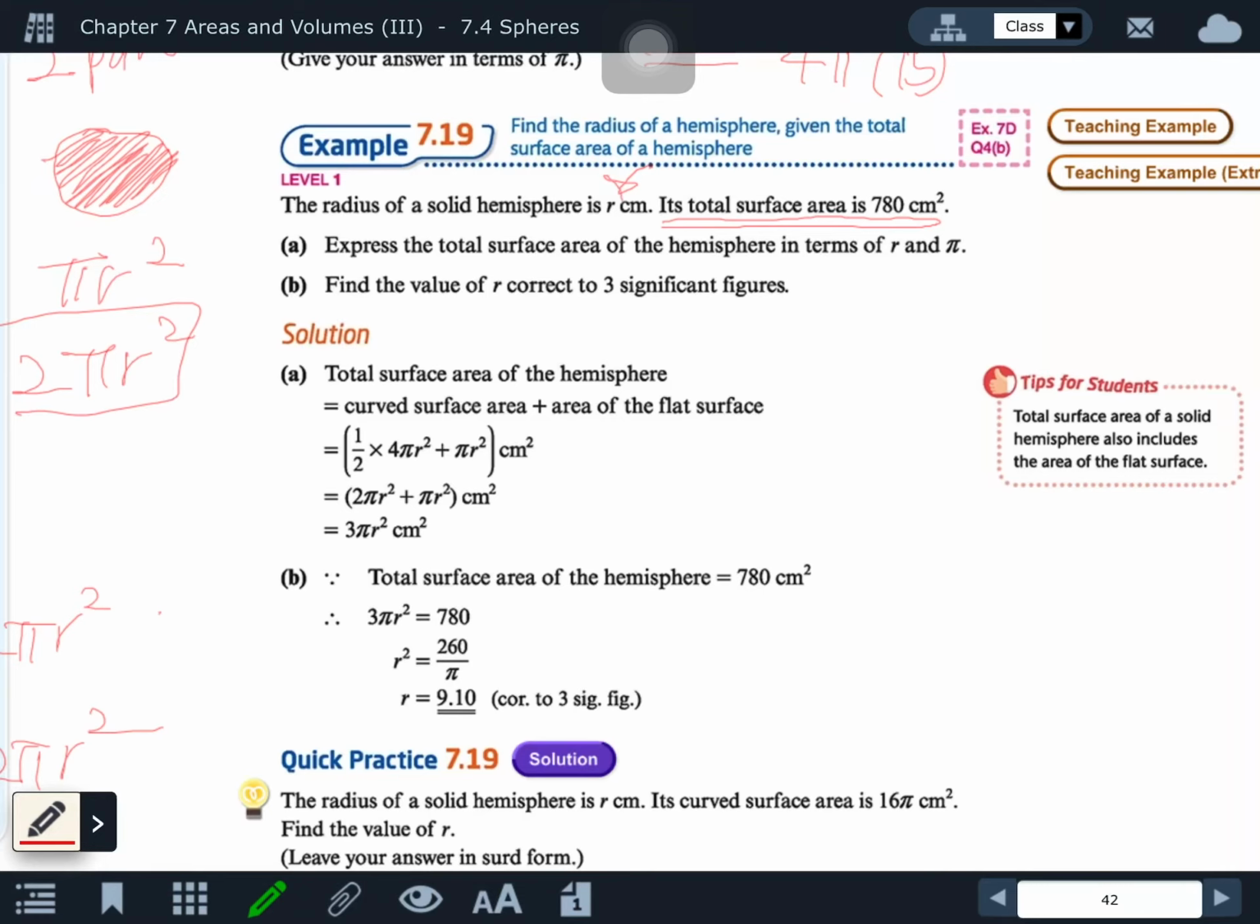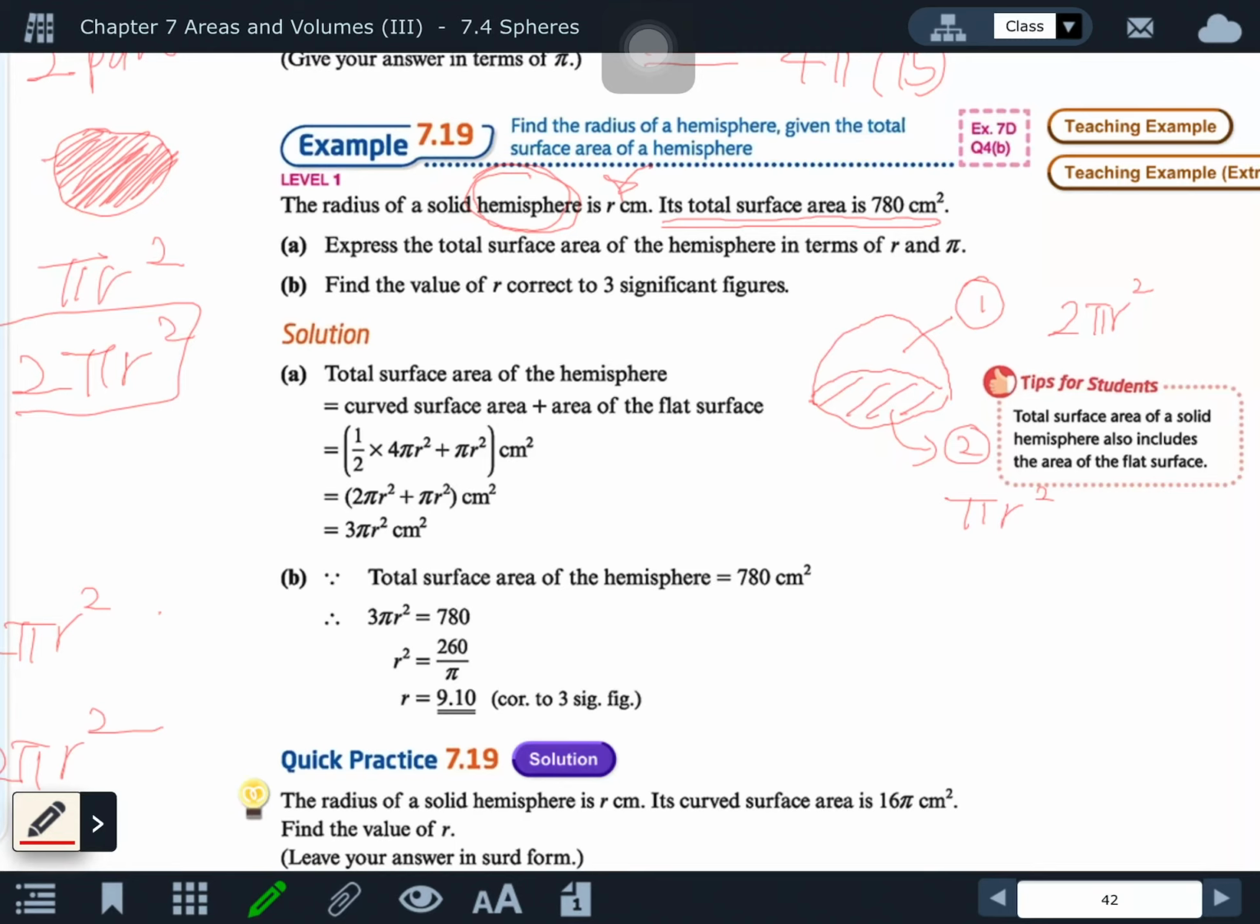But there is something we need to pay more attention to. First, this is a hemisphere, so don't directly use 4 pi r square. If we have a hemisphere, the first thing to know is that it consists of two parts of surface area. The first part is the curved surface area, which we did before, 2 pi r square. The second part is the base area, which is pi r square.